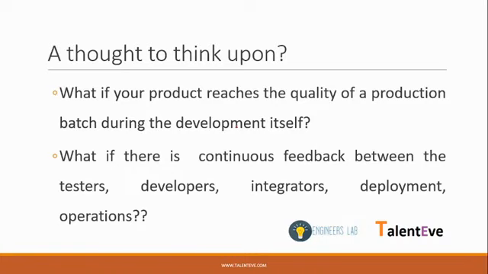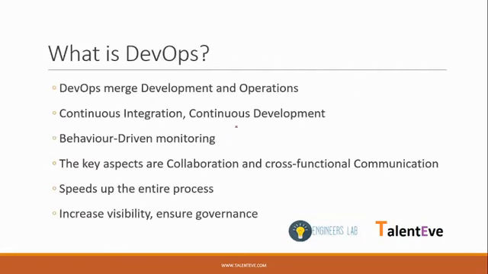So you can clearly see the advantage there. For that, one of the important points is that you must have continuous feedback between testers, developers, the integrators, the deployment team, and the operations team. So there must be continuous feedback between all these guys. Now that is where DevOps comes into the picture. So the thought is that when you develop something of the best quality, which can be directly released to the market, and where you have continuous feedback between the different cross-functional teams, that is where DevOps comes into the picture. So DevOps merges development and operations.